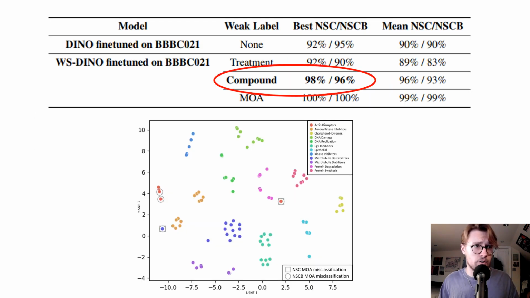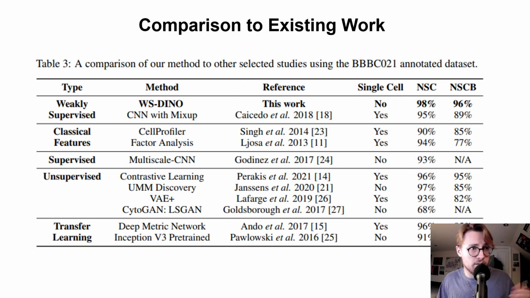We get the best performance using compound as the weak label. We think the reason for this is that the compound covers multiple batches, whereas the treatment doesn't. So maybe this has some sort of batch correction property, which could be really useful in other data sets. We also use the mechanism as a weak label, even though technically it's the strong label, just as a proof of concept, and that does it incredibly well. Compared to existing work, we perform at a state-of-the-art level of results, and without using single-cell augmentation, which the best performing results before us generally did.